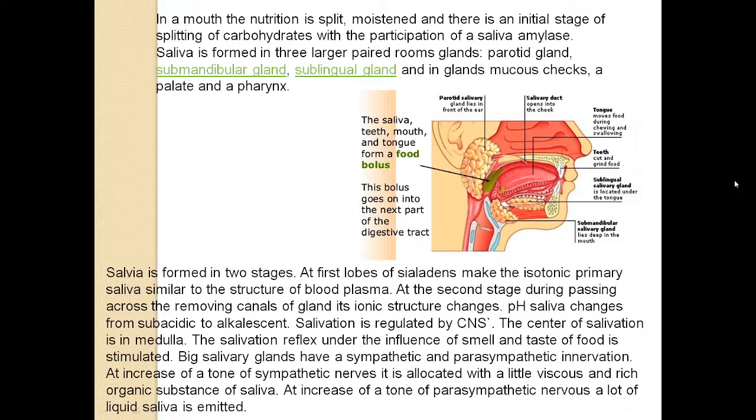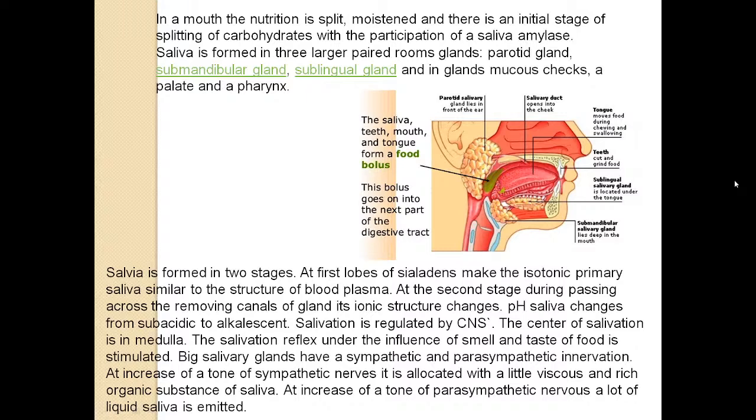The food is split, moistened, and there is an initial stage of splitting of carbohydrates with the participation of salivary amylase. Saliva is formed in three larger glands: the parotid gland, submandibular gland, sublingual gland, and in the mucous glands of the cheeks, palate and pharynx. Saliva is formed in two stages.